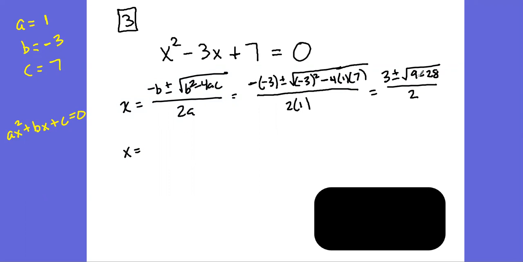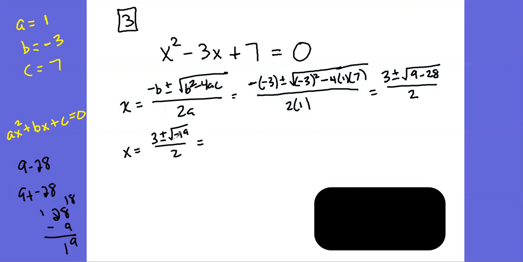So now we've got to figure out 9 minus 28. If I'm doing 9, take away 28, that's the same thing as 9 plus -28. If you think of this as 28 into the negatives and 9 into the positives, you have more on the negative side than on the positive side. 28 minus 9 would be 19, so 9 minus 28 will be -19. So this is 3 plus or minus the square root of -19, over 2.